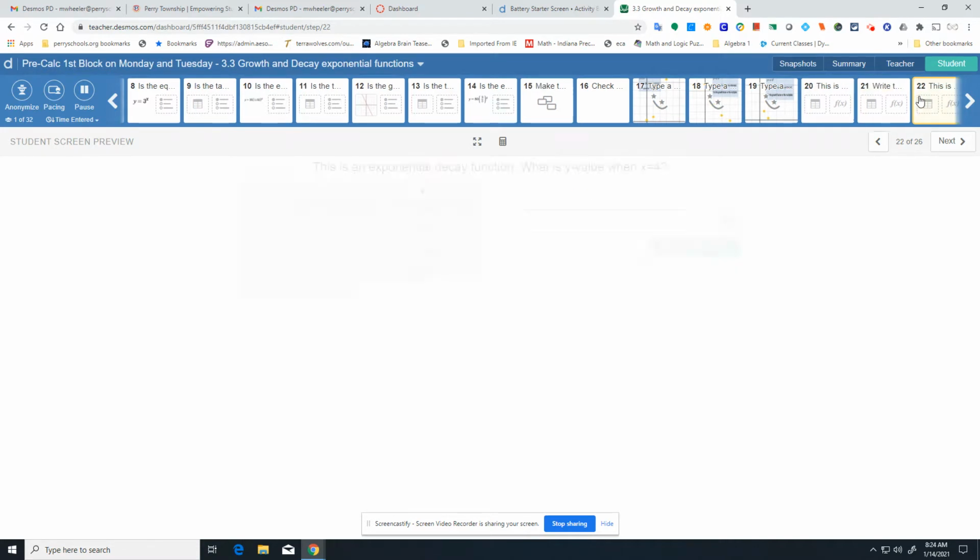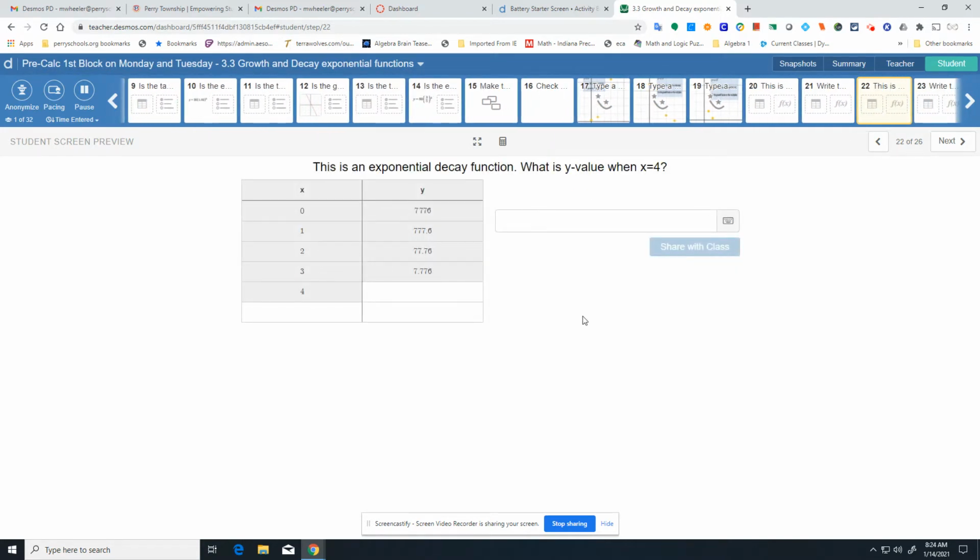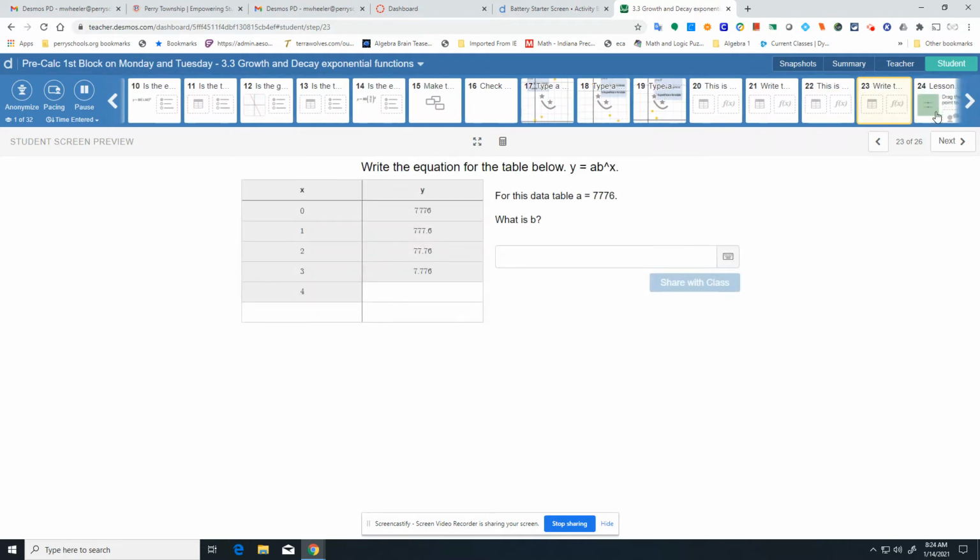All right. On this one, looks like you're dividing by 10 each time, so I can do that one in my head. So what is the B? 1/10.